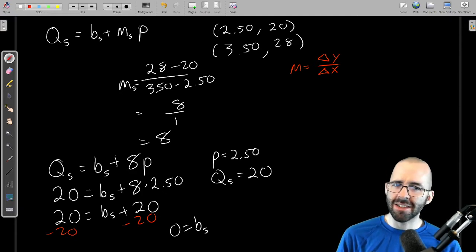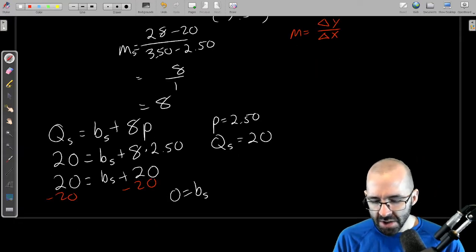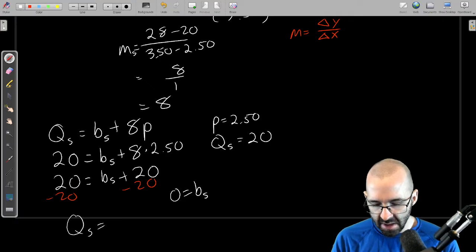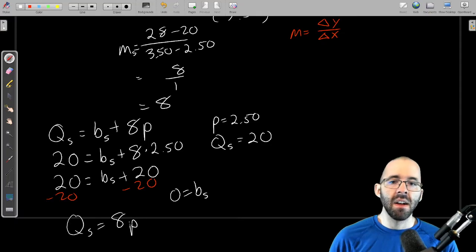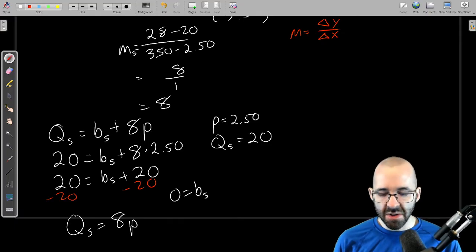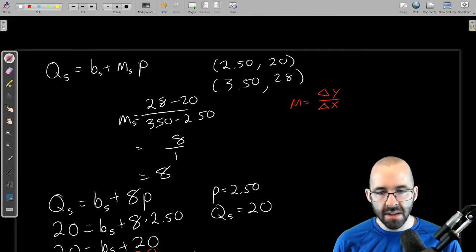And again, 0 makes us a little uncomfortable, just like negatives sometimes make us a little uncomfortable. So let's write our equation and see if it makes sense. B sub S is 0, so we just get 8 times P. The supply is just going to be 8,000 gallons times the price.